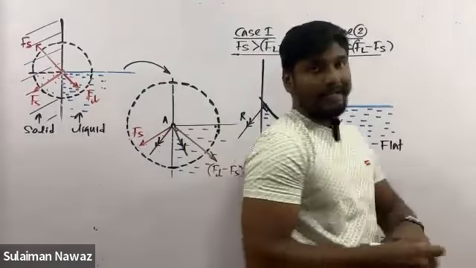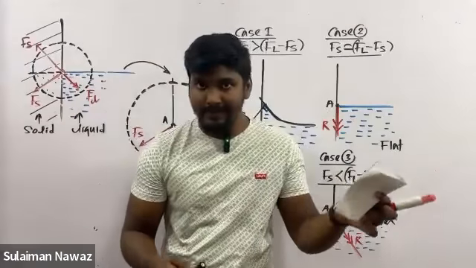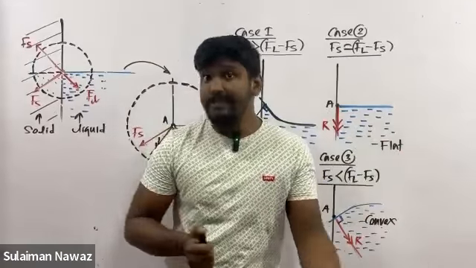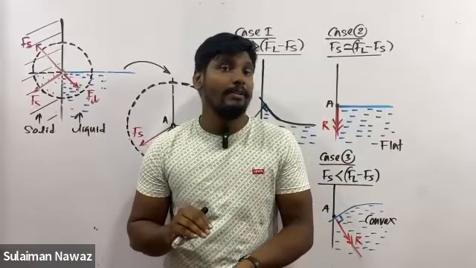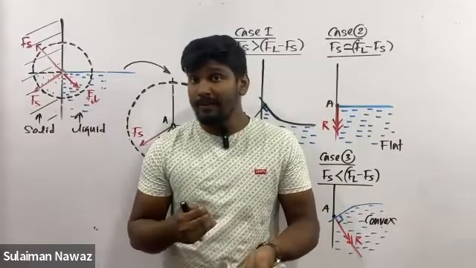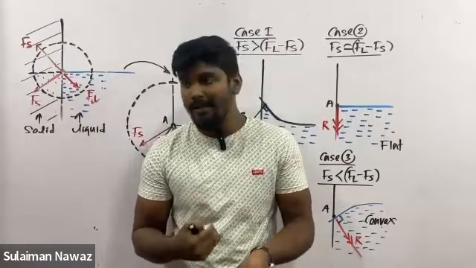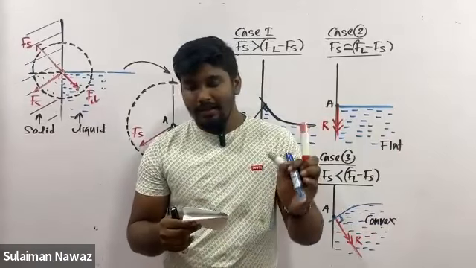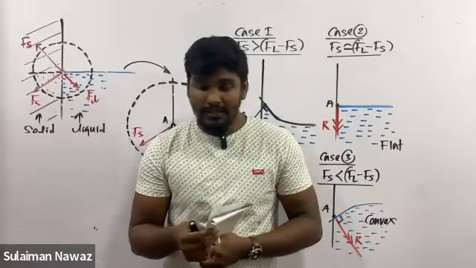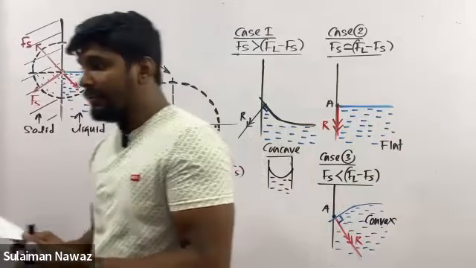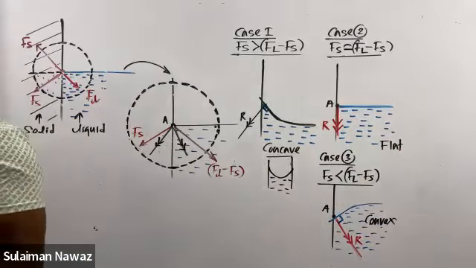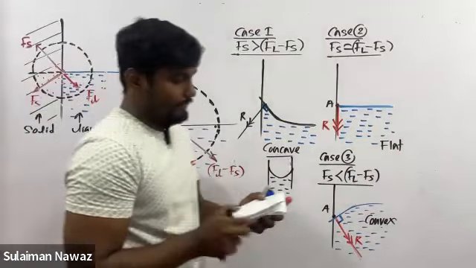Now, I hope you understand why some liquid surfaces, some liquid menisci, are concave, why some liquid menisci are convex, and why some liquids are flat. Then the next important thing we want to learn is the angle of contact, theta. Main topic, angle of contact, theta. Write down in red color pen, important.